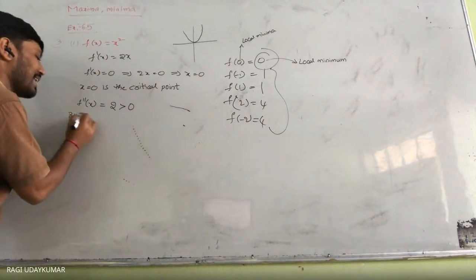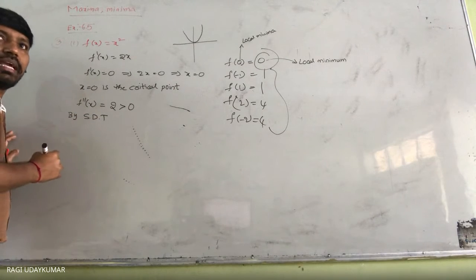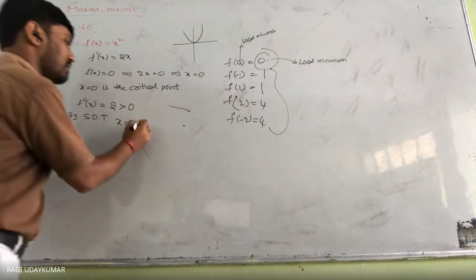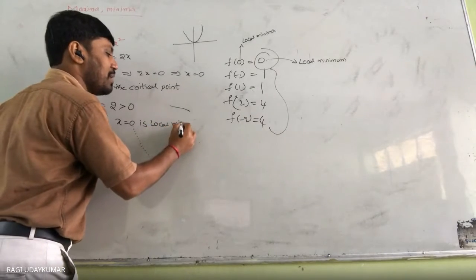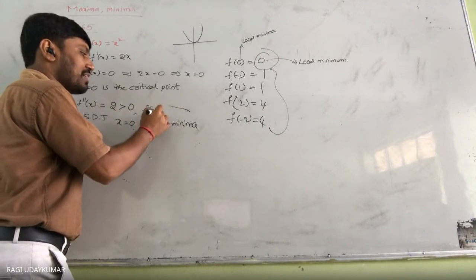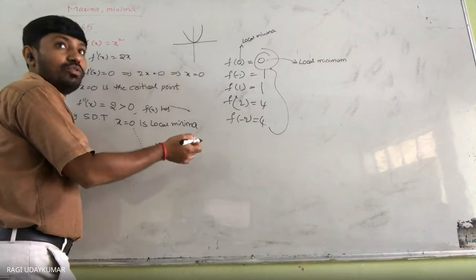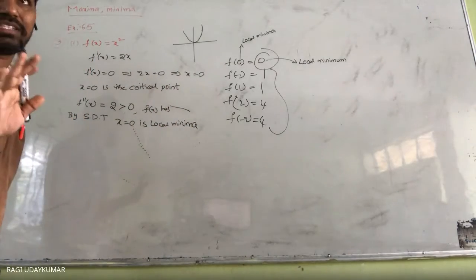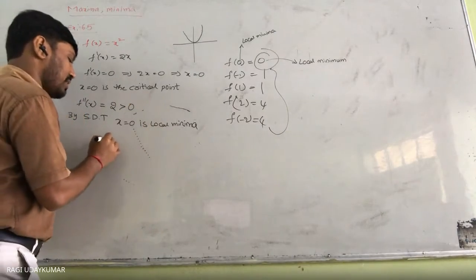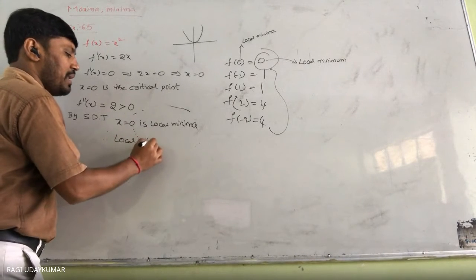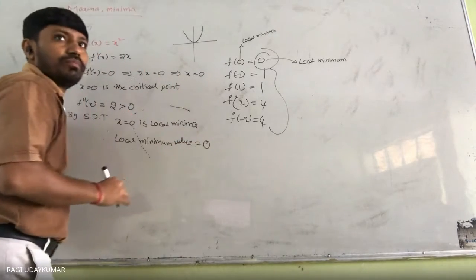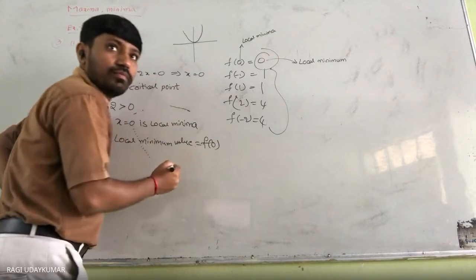So by the second derivative test, x equal to 0, where the turning is, that point is local minima. As it is greater than 0, the function f of x has a minimum value. Only the minimum value exists, maximum does not exist. Correct? So therefore, the local minimum value is equal to 0, meaning f of 0 is equal to 0.